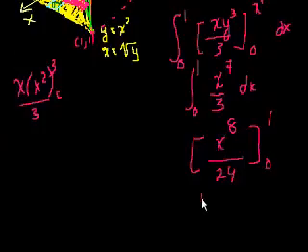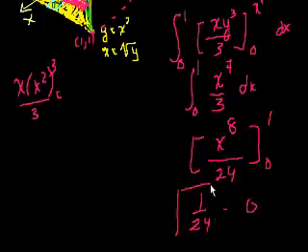When you evaluate it at 1, you get 1/24 minus 0. So once again, when we integrate in the other order, you still get the volume of the figure being 1/24 whatever cubic units.